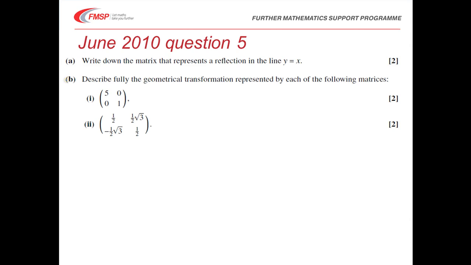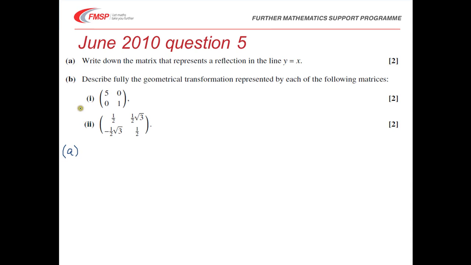And then in part B, two parts. First of all, we've got to describe fully the geometrical transformation represented by the matrix 5, 0, 0, 1. And then in part 2, we've got to again describe fully the geometrical transformation represented by this matrix. So let's just have a look at part A first of all. Now notice it does say in part A that we could write it down.